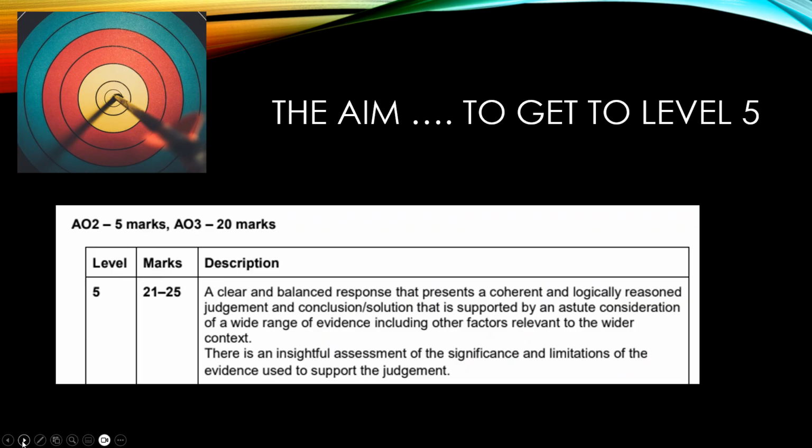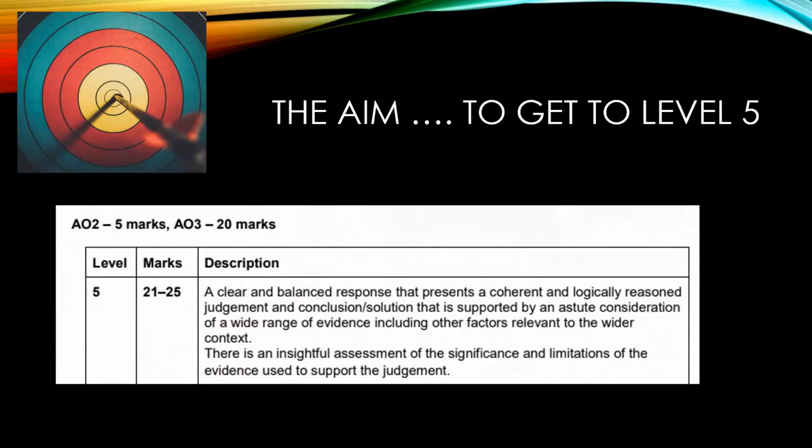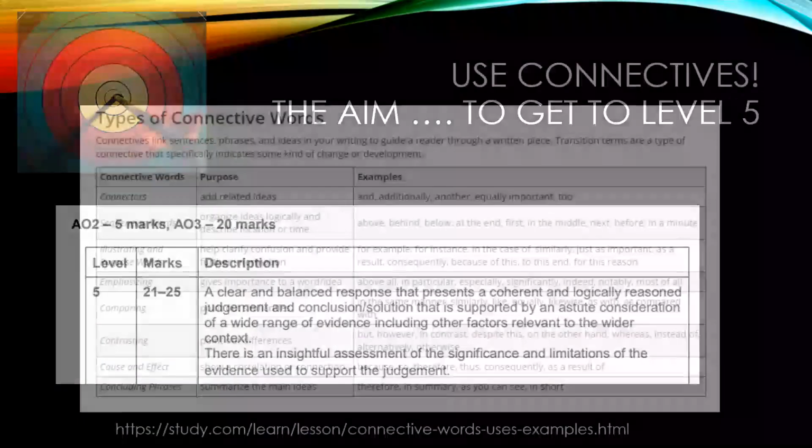presents a coherent and logically reasoned judgment, so it makes sense, and a conclusion solution that is supported by an astute consideration of a wide range of evidence, and that's everything that they've given you, including other factors relevant to the wider context. So that's your own knowledge, things that you know about the markets that these businesses are operating in. And there is insightful assessment of the significance and limitations of the evidence used to support the judgment. So these are the things we don't know about, the extra information that we could do with. So hopefully that's given you some ideas about how to get to level 5. It's just a reminder there about what you need to do in order to get up there.